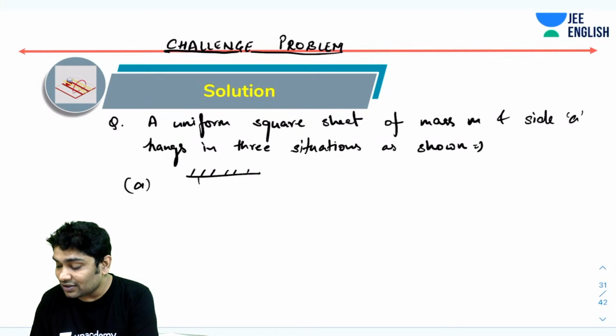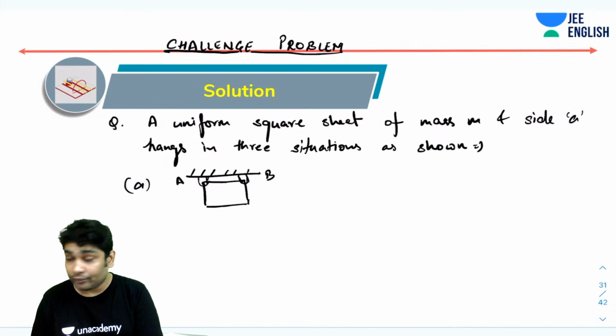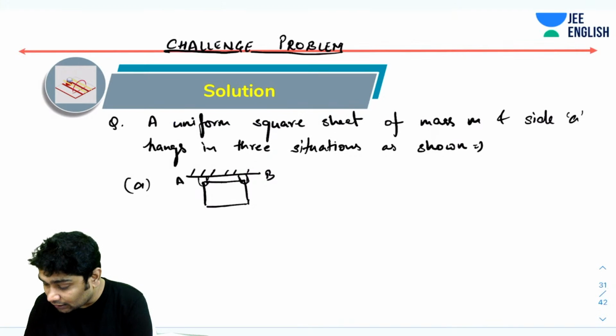In this, there are hinges. There are two hinges, and we are calling those hinges A and B. This is how the square plate is. Maybe we will draw the square plate with some color.